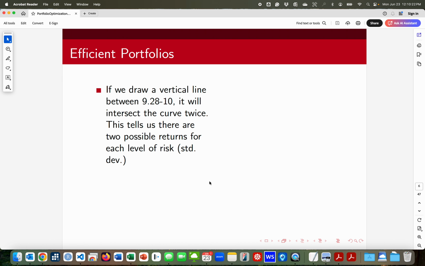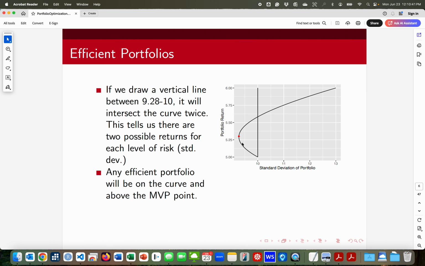So when we're thinking about efficient portfolios, which portfolios can we ignore? So which combinations of stock 1 and stock 2 should we ignore if our objective is to minimize the level of risk in the portfolio? So notice our minimum variance portfolio right here is this red dot.